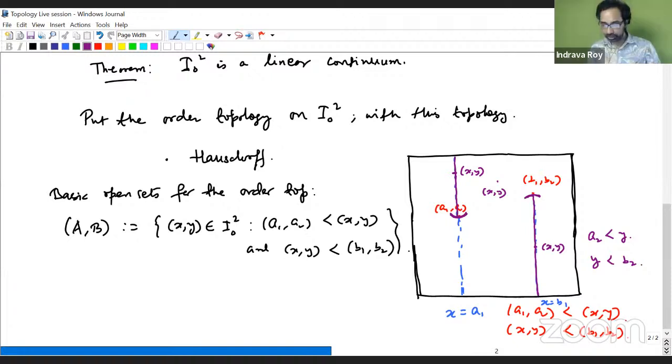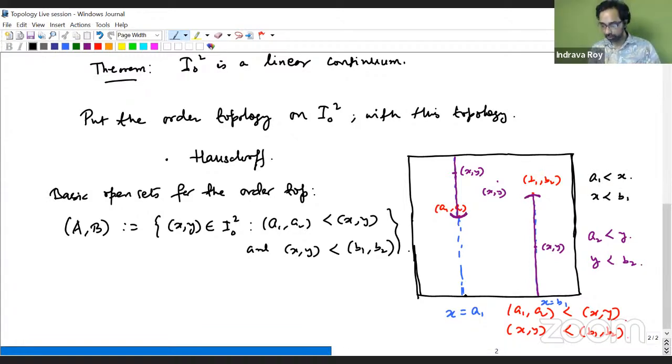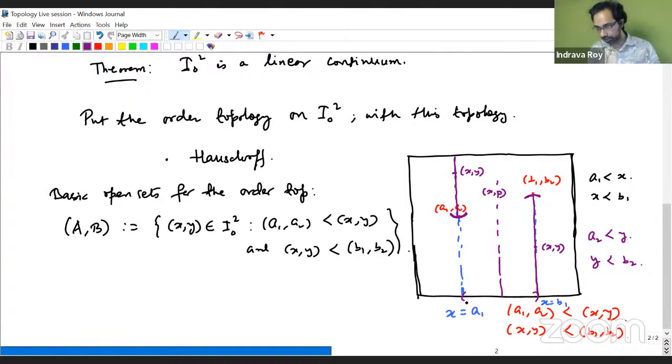So in this case, A1 is less than x, and x is less than B1 as well, because it lies in the open interval from A1 to B1. So this x lies in the open interval A1 to B1. So A1 is less than x and x is less than B1, right? And this holds for any point in this whole vertical line, including the point 0 and 1, right?